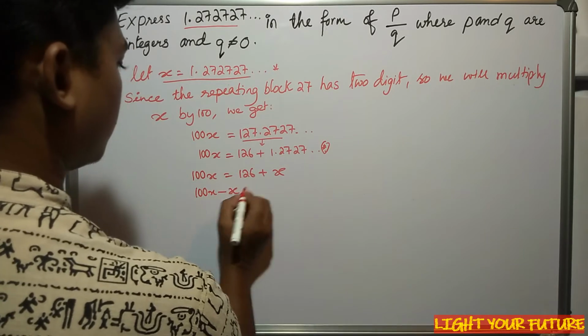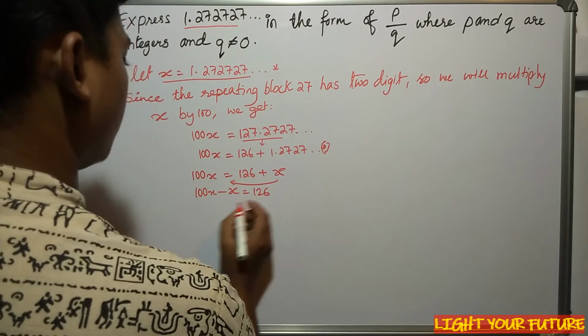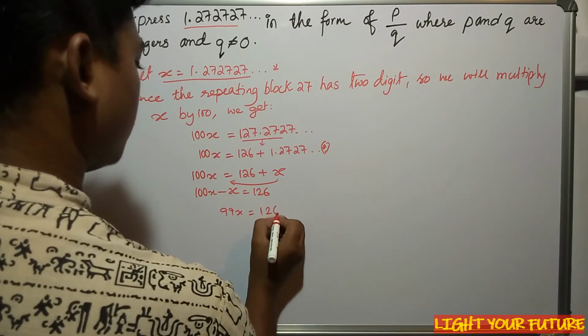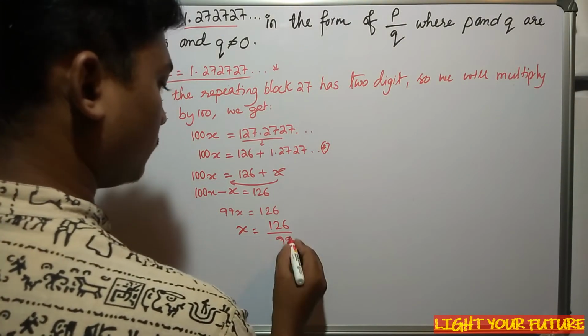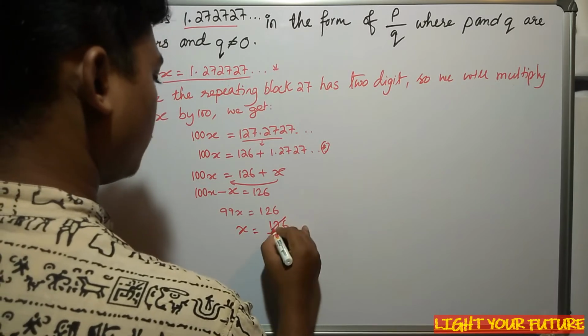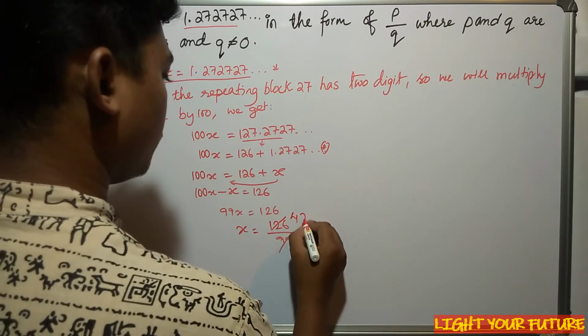Now taking x to the left-hand side, 100x minus x equals 126. Now 99x equals 126, x equals 126 by 99. We will cut it into its simpler form. We will be getting 42 by 11 and this is our answer.